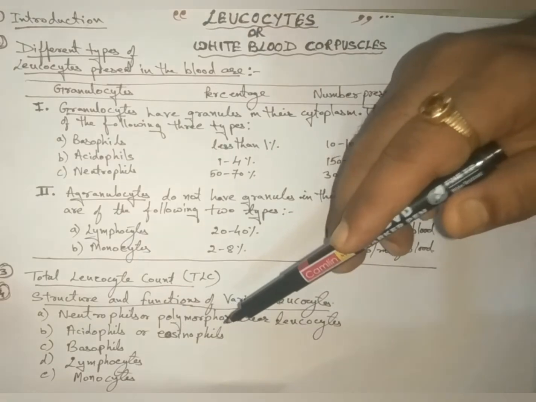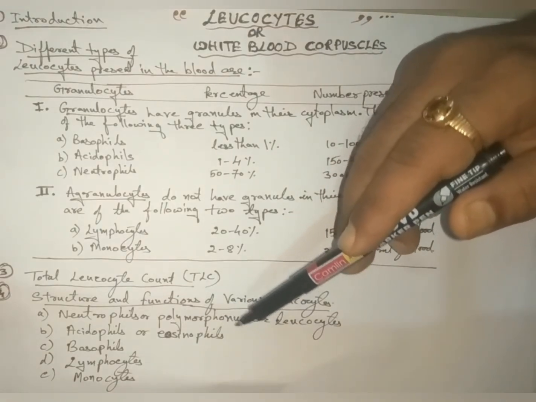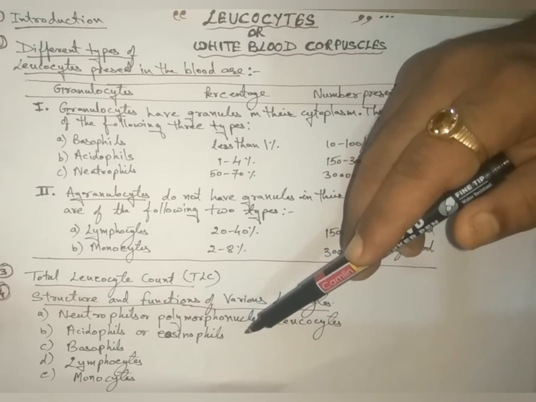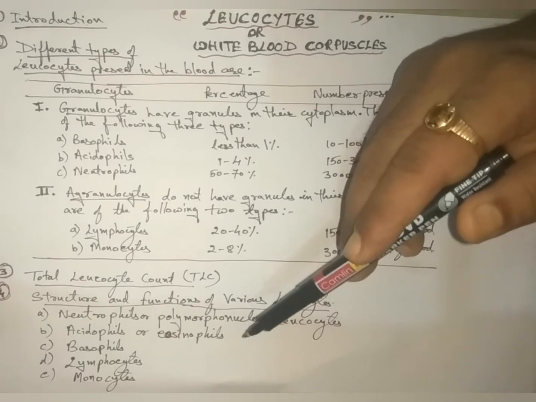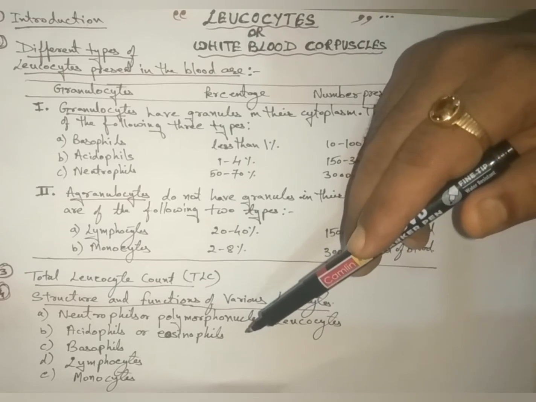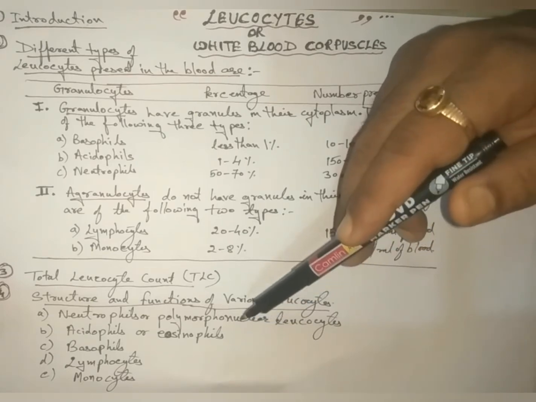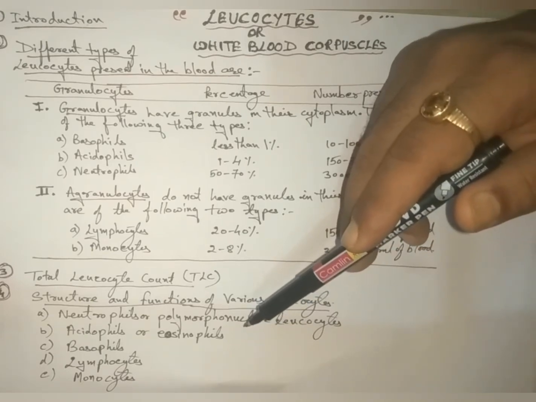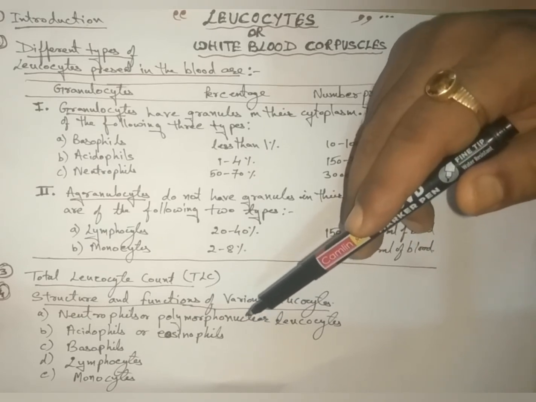Their nucleus is multilobed, so they are called polymorphonuclear leukocytes. However, the young cells have a horseshoe shaped nucleus. As the cells grow older, the nucleus becomes multilobed. The more the number of lobes, the more mature the neutrophil. The lobes of the nucleus are connected by chromatin threads. The granules in the cytoplasm are neutrophilic in nature, that is, they are stained by both acidic and basic stains.